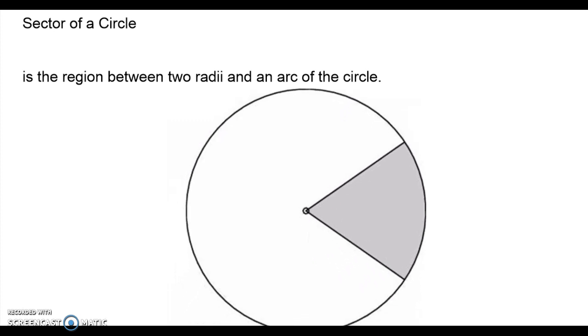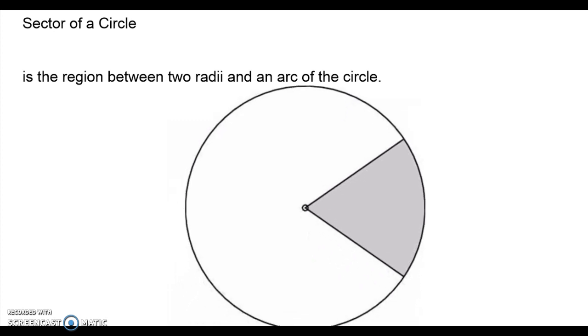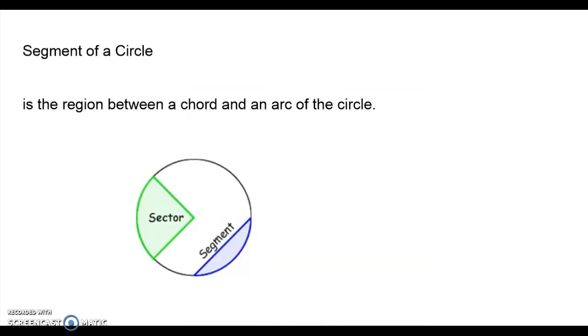I know the picture is kind of hard to see here, but here we have kind of like a piece of pizza, I call it. It's a piece, it's a portion of the circle. This whole area in here is a sector. And then what is a segment of a circle? Well, a segment is the region between the chord and the arc of a circle. So a segment is this portion, this whole piece here.